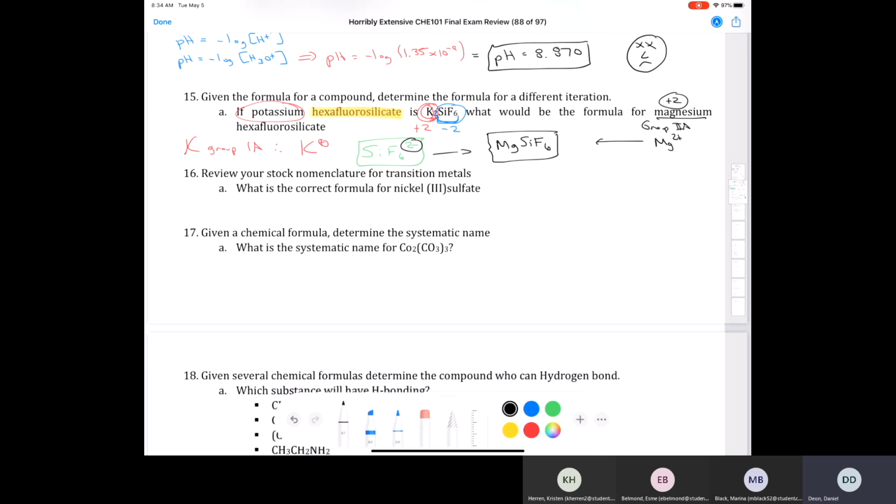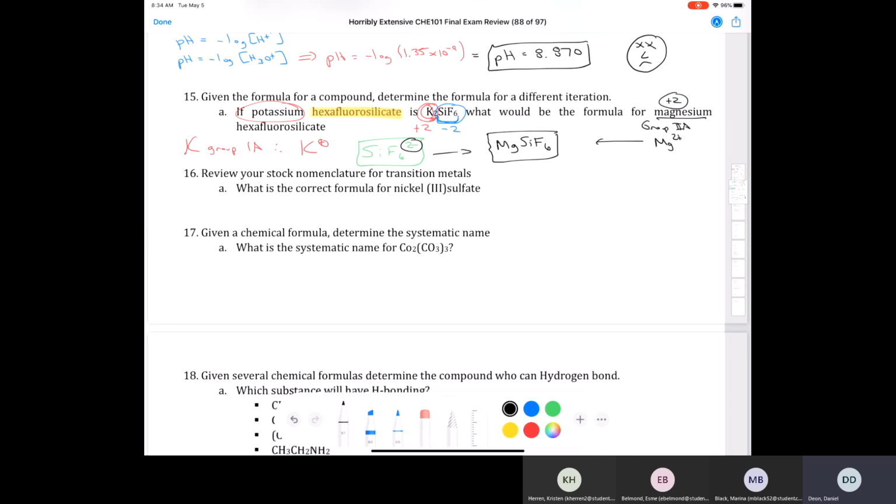So never be afraid if you see a polyatomic ion that you don't recognize. There's all kinds of polyatomic ions that we don't learn in Chemistry 101. In fact, there's many polyatomic ions that I don't know or I've forgotten along the way, but you can oftentimes determine what the charge of that polyatomic ion would be.